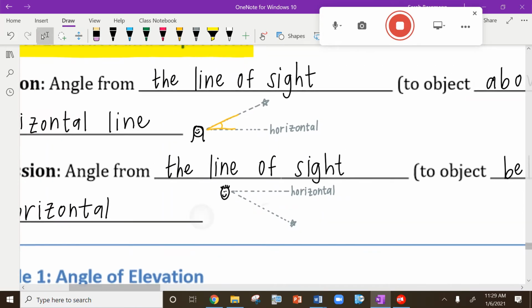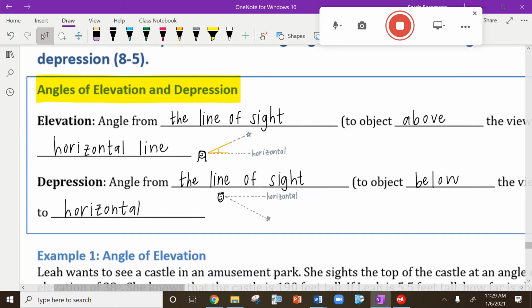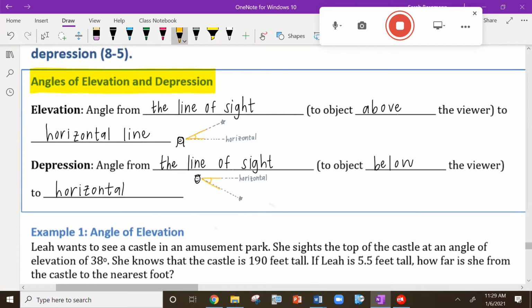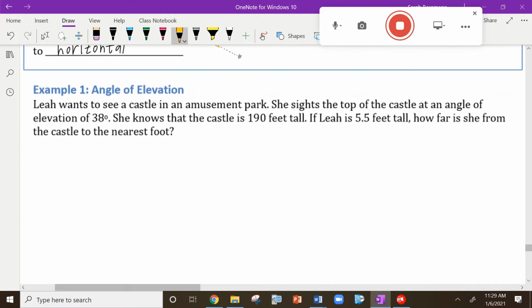Similarly, the angle of depression is the angle from the line of sight to the horizontal, but it's when you're looking down at an object. So this angle here is the angle of depression. Let's do an example problem together.